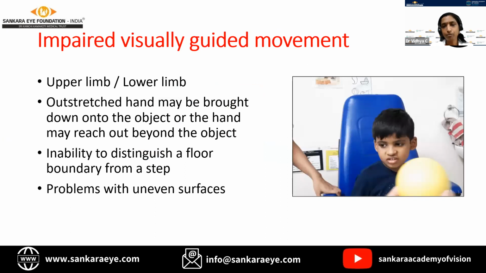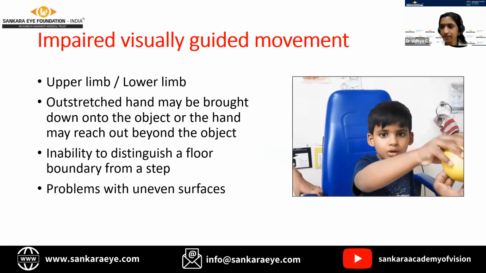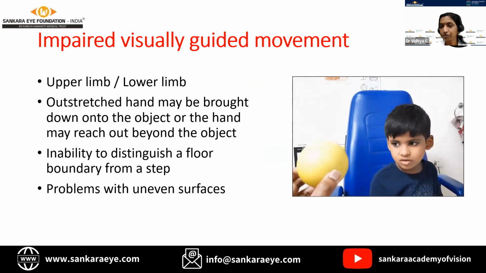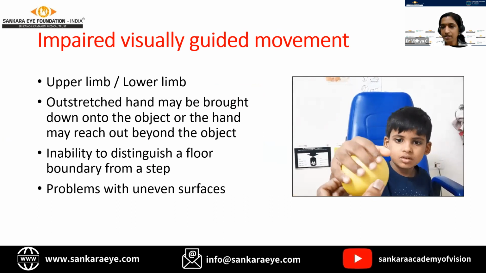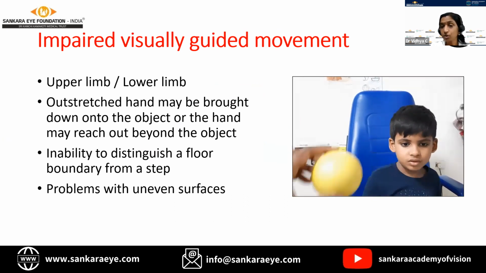Impaired visually guided movement. Whenever a child is shown a target, in this child, you can see when the target is shown, the child will locate and keep moving towards the target while the face is turned away from the target. You can see again here, the eyes look away from the target when the hands go towards the target. This is classically seen in children with CVI.